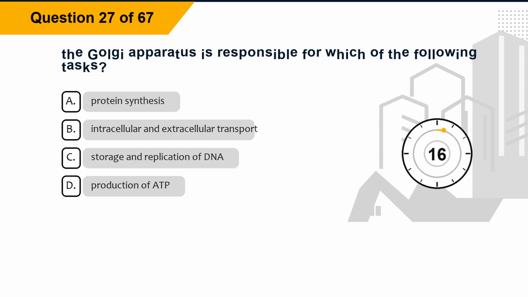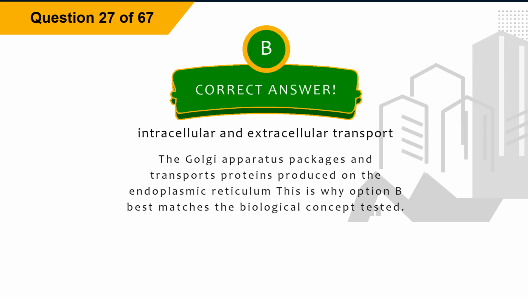Question 27. The Golgi apparatus is responsible for which of the following tasks? Option A, protein synthesis. Option B, intracellular and extracellular transport. Option C, storage and replication of DNA. Option D, production of ADP. The correct answer is option B, intracellular and extracellular transport.